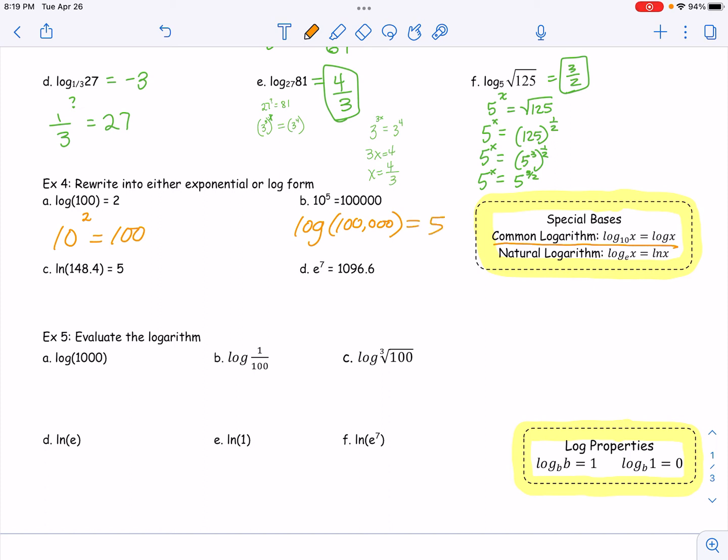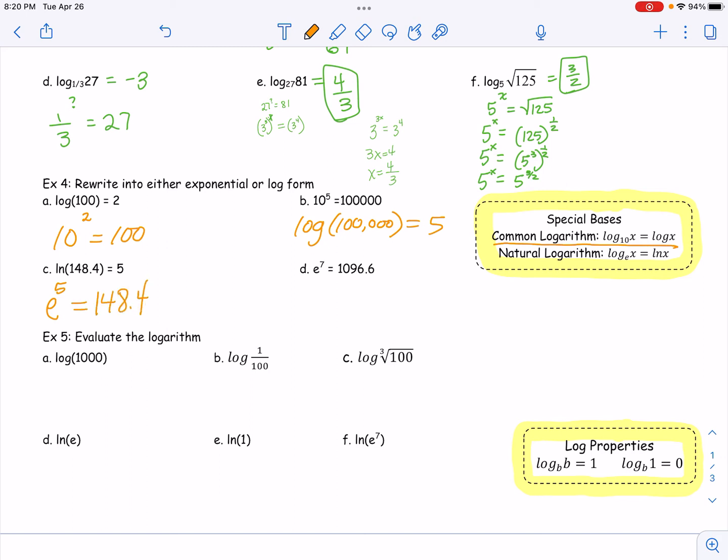Now what about when we see this ln? What is ln? That's called the natural log. You're never going to see a base when you see natural log because the base is always e, Euler's number, that approximation of 2.718. So when we see something like the natural log of 148.4 equals 5, I'm really rewriting that as the base of e raised to the 5th power is equal to 148.4.